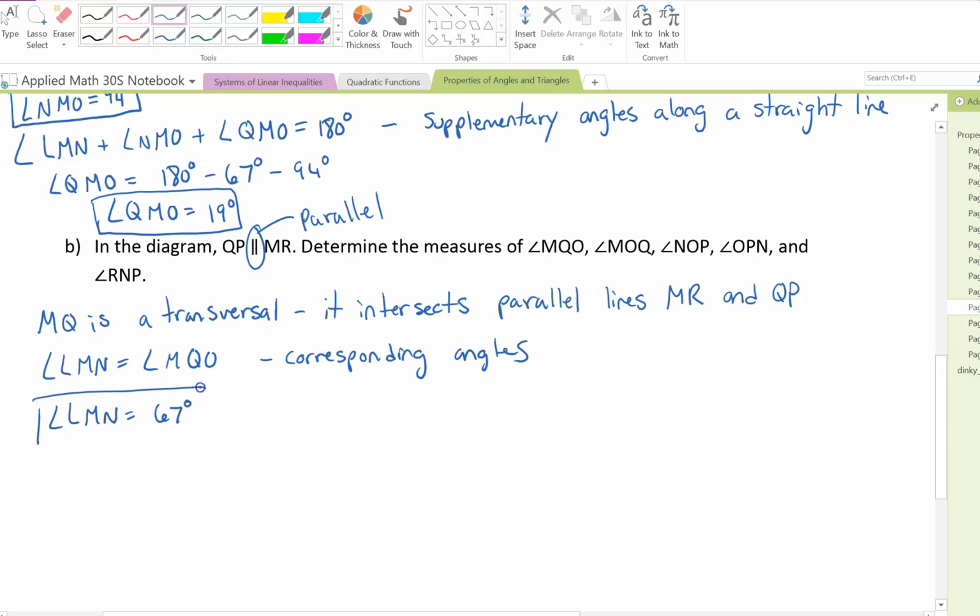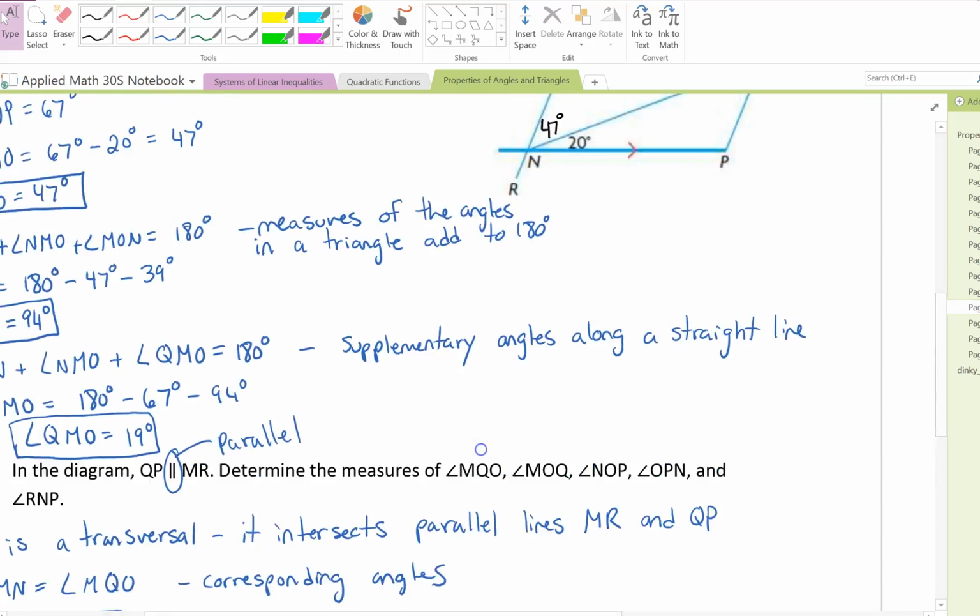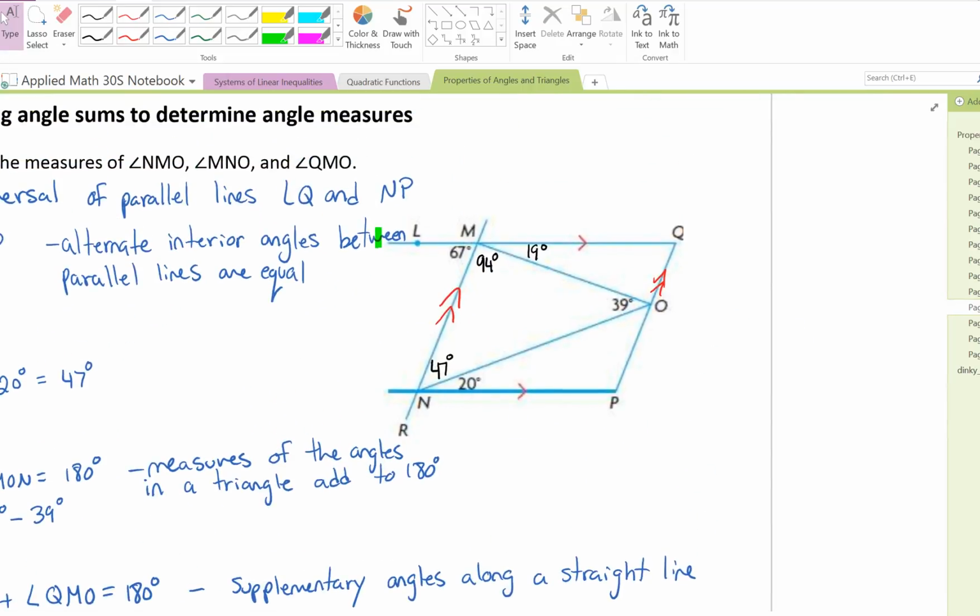Let's have a look. So angle LMN, if we're looking at here, this is our 67 degrees, and that's corresponding with angle MQO. And that angle is sitting right here. So those are two corresponding angles sitting in the exact same spot on the other line. So I'm going to fill that in. That's my 67 degrees there.